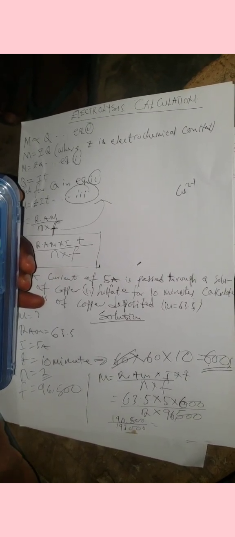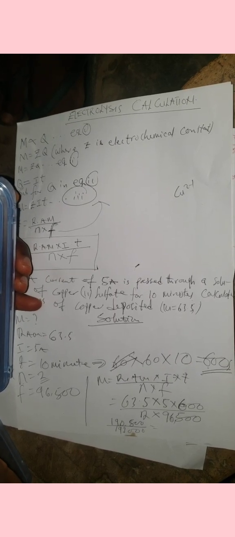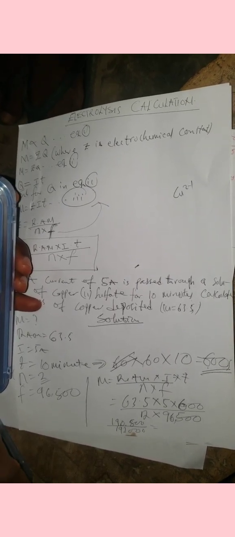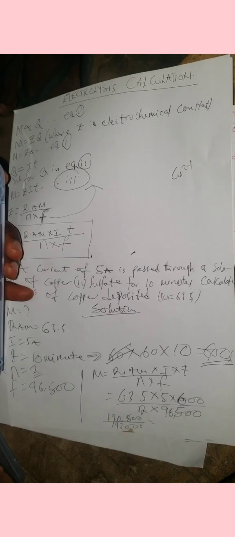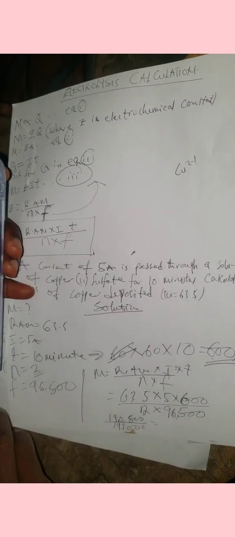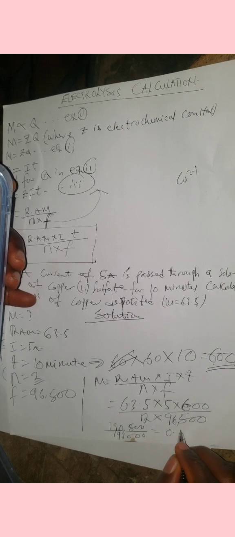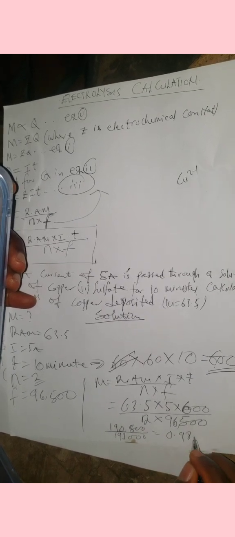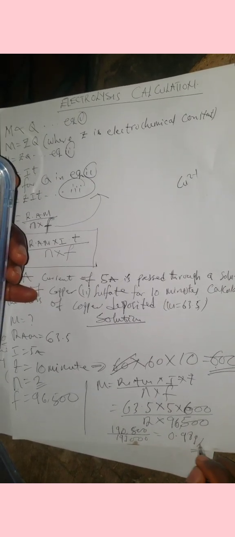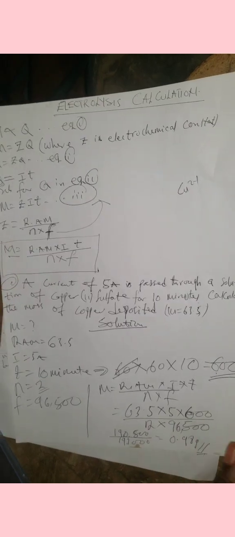So if you divide your answer now, 190,500 divided by 193,000, you have 0.98. Mass is always in gram, as your SI unit. That's the answer for this.